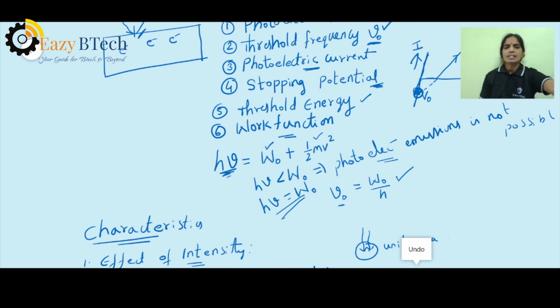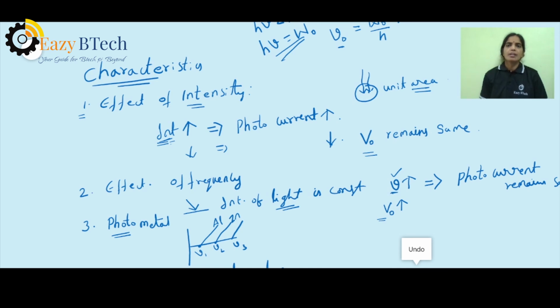Now if I look at the characteristics, the first one is the effect of intensity. When I talk about intensity, I have a certain amount of radiation incident onto the surface of the metal. In a given unit area, in 1 second, however much radiation has been incident, that is your intensity. If you increase the intensity of radiation, my photocurrent also increases. If I decrease the intensity, photocurrent decreases. But remember, my stopping potential does not change, it remains constant.